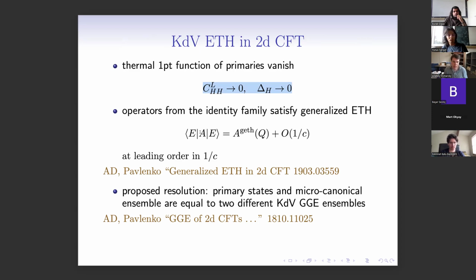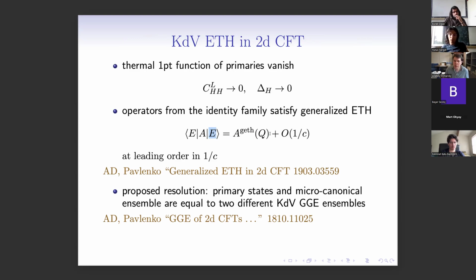So basically, you take a descendant of identity and you calculate the expectation value in any energy eigenstate. We were trying to see if you can match that to some smooth function of charges Q associated with this energy E. And at the first non-trivial leading order in 1 over c, we were able to do that. There are very explicit functions A of Q, which are actually polynomials. Every single operator A has its own polynomial of Q. We found those polynomials for a handful of operators, and everything works beautifully.